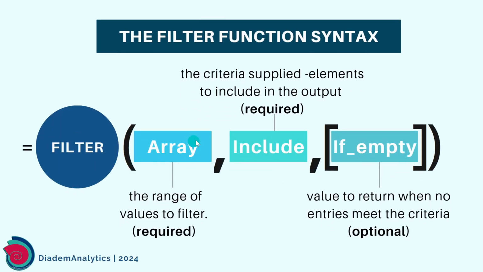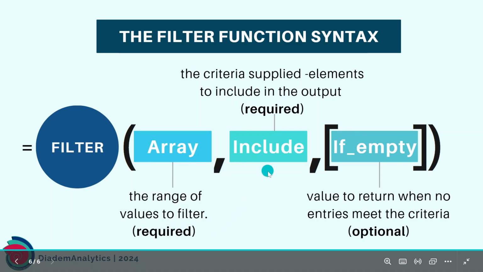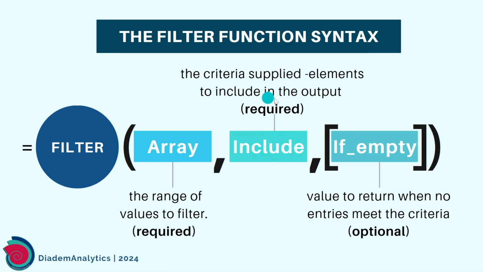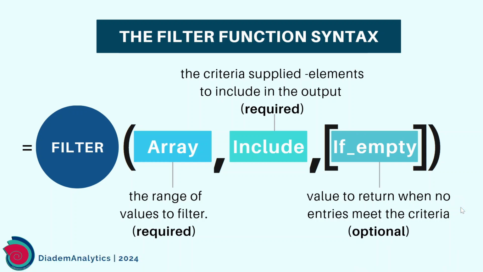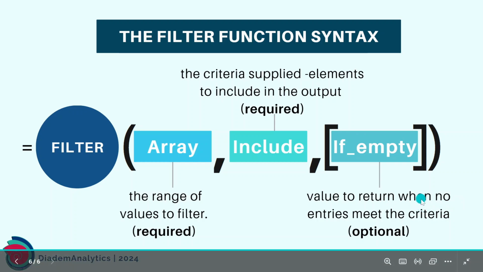The filter function syntax consists of 3 arguments. The first 2 arguments, the array and include arguments, are compulsory, while the third argument, if_empty, is optional. The array argument represents the range of values or cells to be filtered, while the include argument specifies the criterion for including elements in the output, while the if_empty is an optional parameter that determines the value to return when no entry meets the specified condition or criteria.